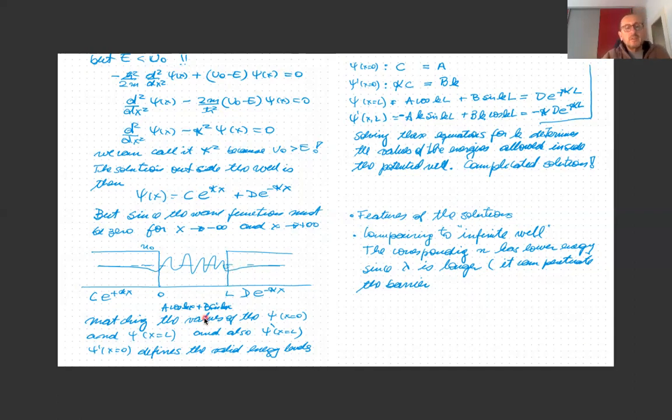Why does it penetrate inside? Because it's a wave, and because of the uncertainty principle. Depending on the distance of the energy level within the well with respect to the depth of the well, this will be a highly or less penetrating function. If we are very close to the origin here, this will die very fast. And if you're very close to U0, it will be a long exponential here.